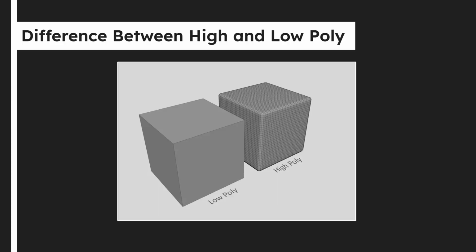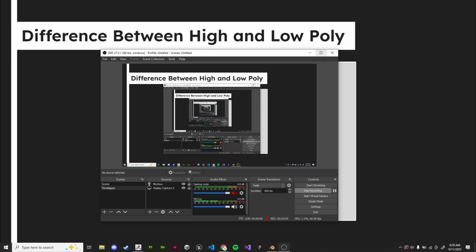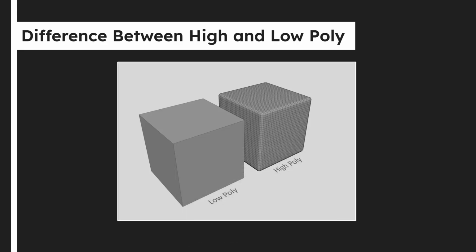So first and foremost, I need to tell you the difference between low polys and high polys. What is a low poly? What is a high poly? Well, to put it simply, did I start the recording? I did, okay. To put it simply, a high poly is exactly what it sounds like, a higher number of polygons. And our low poly is also exactly what it sounds like, the lower number of polygons. These two are going to work together to create our game-ready models.